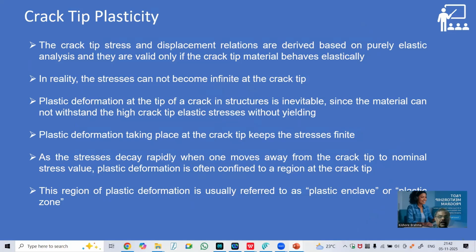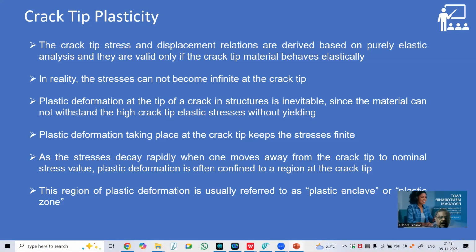So the crack tip stresses and displacement relations are derived based on purely elastic analysis, and they are valid only if the crack tip material behaves elastically. In reality, the stresses cannot become infinity at the crack tip. Therefore, plastic deformation at the tip of the cracked structure is inevitable, since the material cannot withstand the high crack tip elastic stresses without yielding. Plastic deformation taking place at the tip keeps the stresses finite.